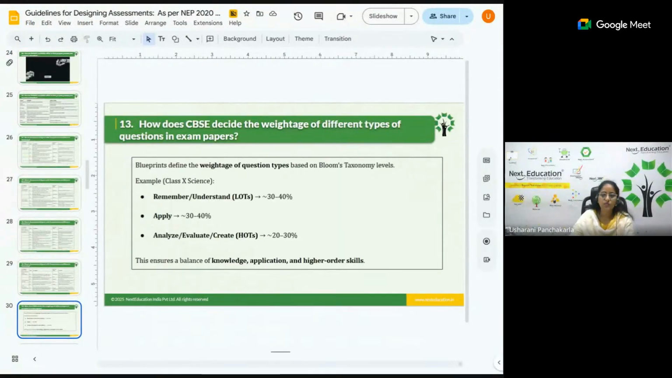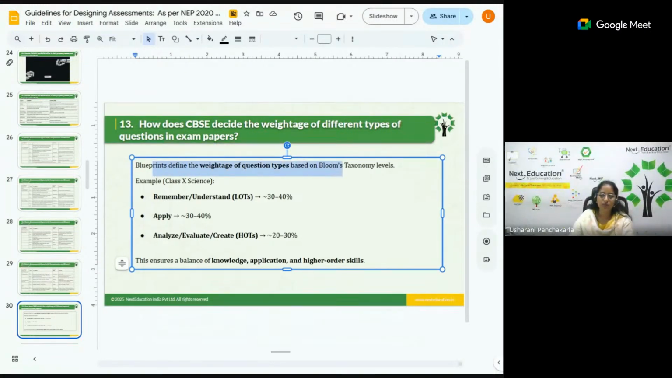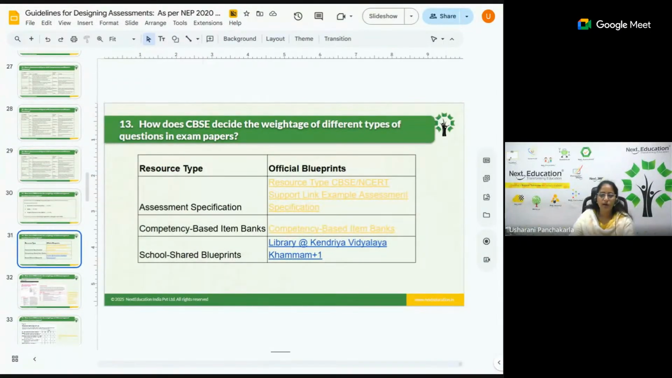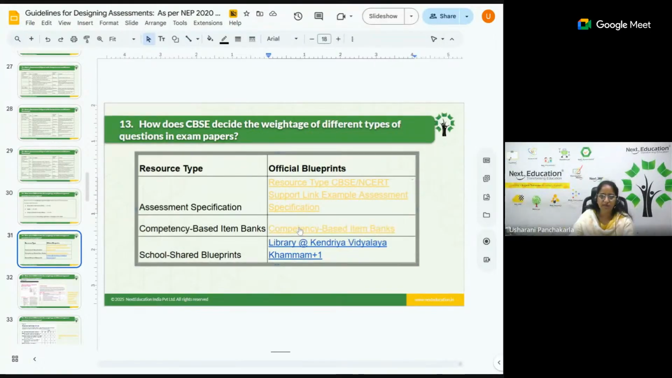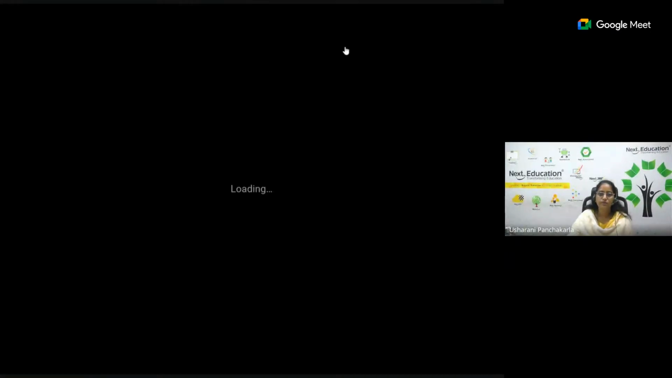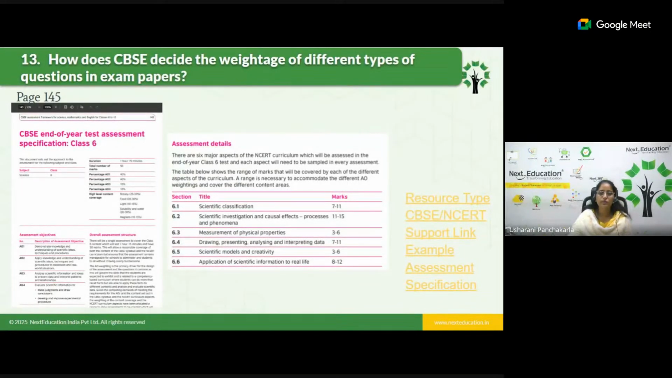Then I want to discuss the blueprints, which define the weightage of the question types. For example, in a class 10 science paper, remembering should be 30 to 40%, application 30 to 50%, and analyzing a smaller share. Next come the different assessment specifications. I'm giving you just one glance before starting in the next session. This is given by the NCERT, and this is one such one I'm just going to show you.